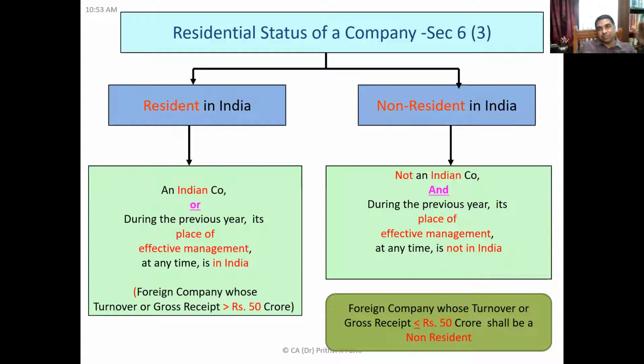And coming to which company's residential status is non-resident in India, you will see if it is a non-Indian company, that means a foreign company, and during the previous year its place of effective management at any time is not in India. That means it is never in India at any point of time during the previous year. And here, to remember the next part, the foreign companies whose turnover or gross receipt is less than or equal to 50 crore shall be non-resident.